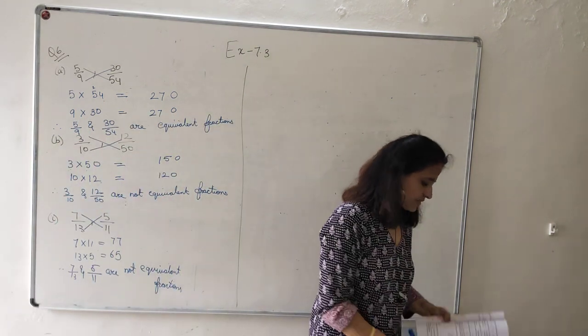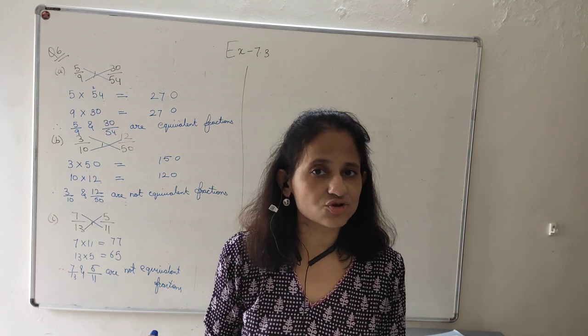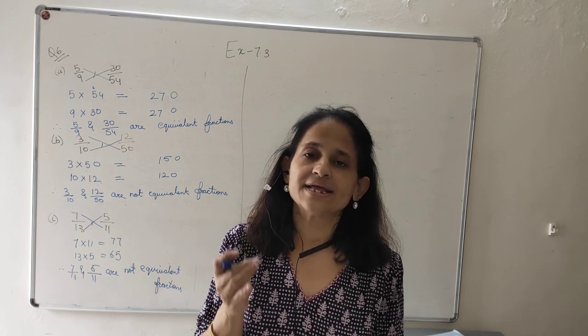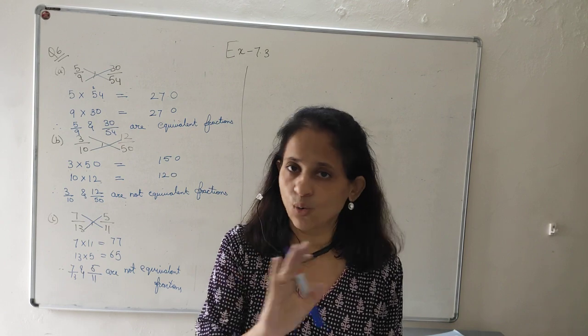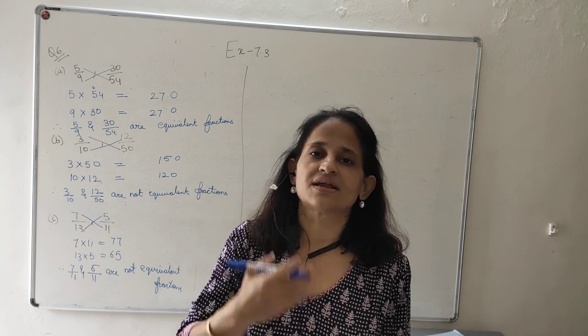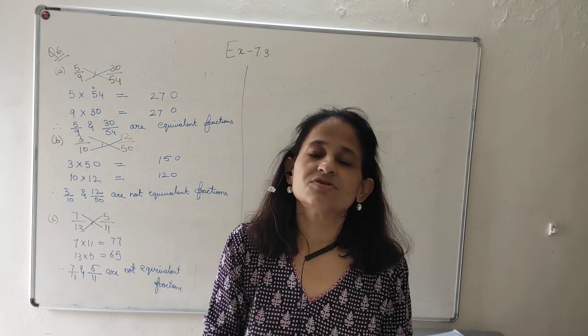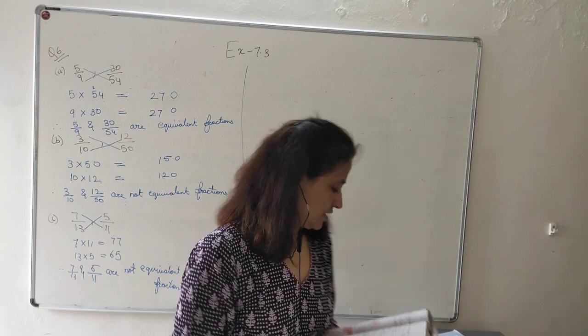Question number 7. Reduce the following fraction to simplest form. As I told you, actually you are finding the equivalent fraction but by division only, no multiplication. That is also called simplest form, that is also called lowest term. So you can use any term for it, do not get confused.